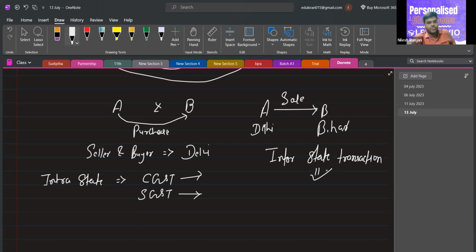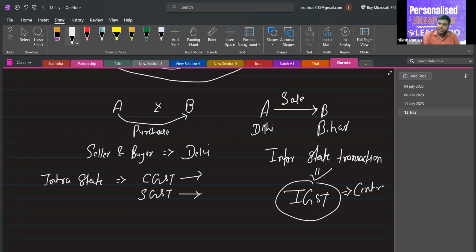Now, interest rate transaction. When we do the interstate transaction, then IGST is applicable. IGST is generally paid to the central government, but the central government again transfers some portion to the state government. Okay, but it is directly paid to the central government. So there are two types of transaction: intrastate and interstate.